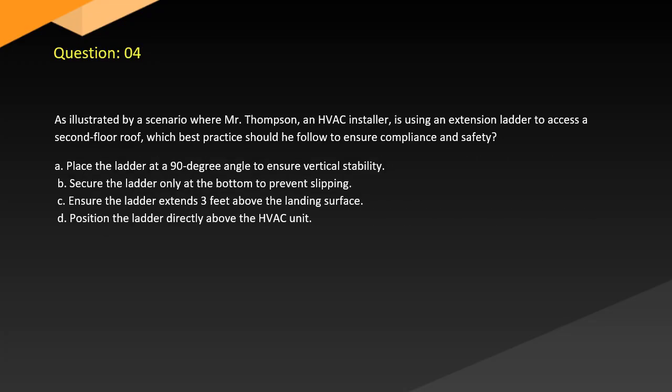Question 4. Consider a scenario where Mr. Thompson, an HVAC installer, is using an extension ladder to access a second floor roof. Which best practice should he follow to ensure compliance and safety? A. Place the ladder at a 90-degree angle to ensure vertical stability. B. Secure the ladder only at the bottom to prevent slipping. C. Ensure the ladder extends 3 feet above the landing surface. D. Position the ladder directly above the HVAC unit.